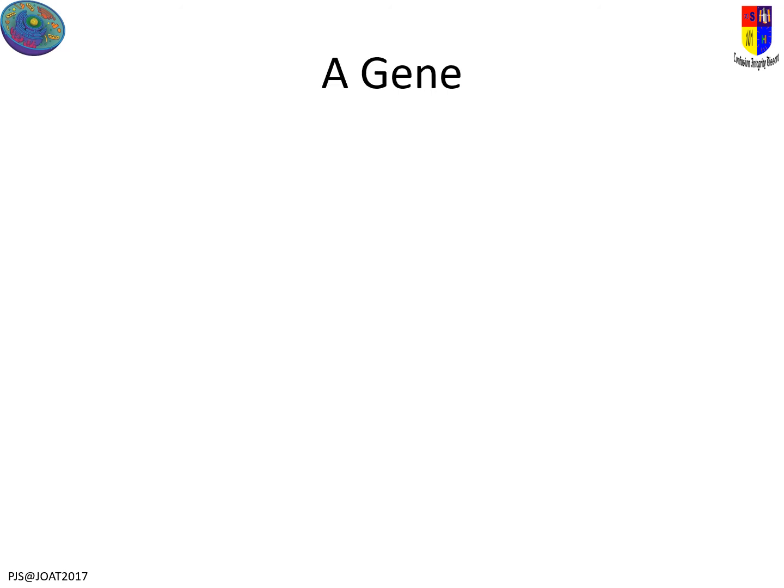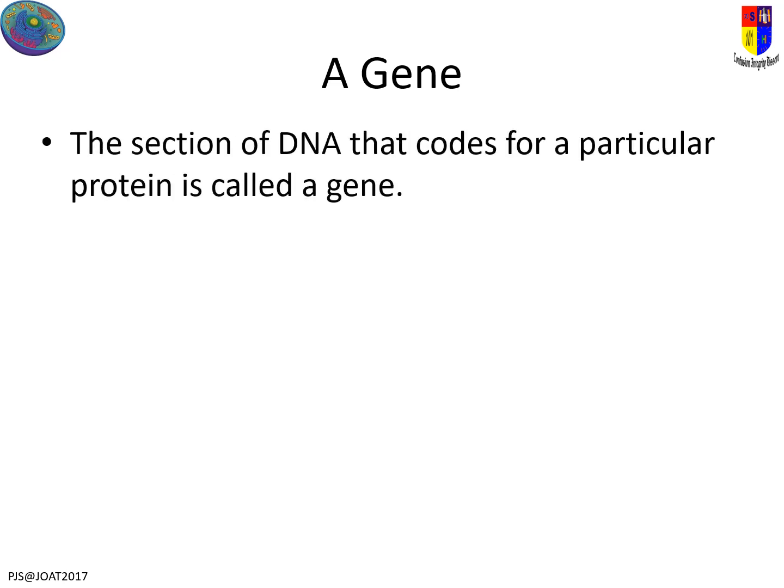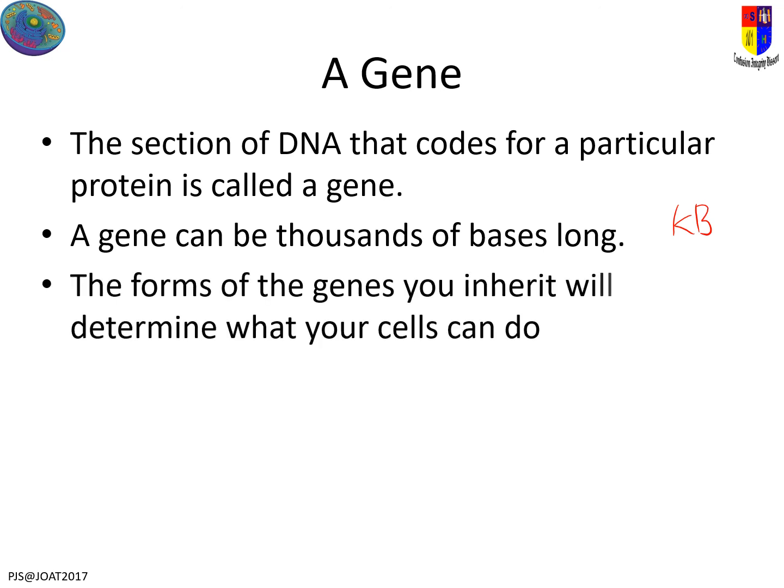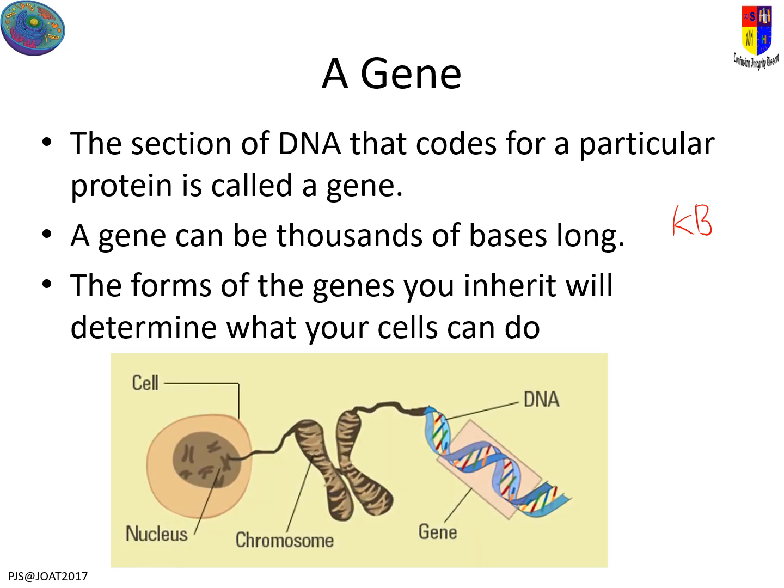So to be clear on how this is working, each section of DNA that codes for a particular protein is called a gene. That gene is not going to be small, it's not going to be a few letters, we're talking thousands, so you normally talk about them in kb, kilobases. So 1,000 bases long. And the forms of the gene you inherit determines what your cells can do. That should not surprise you. Which ones you get decide what you actually have in your chromosome, decides what you can then produce to make things happen. Okay, that's the overview. That's what you need to know.